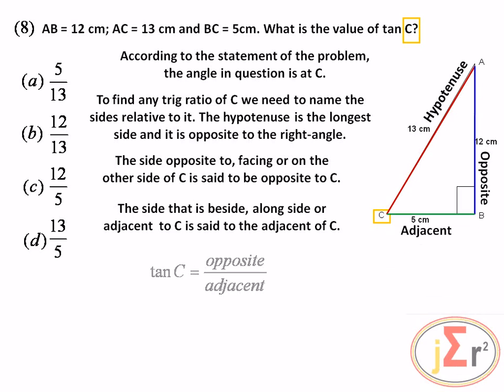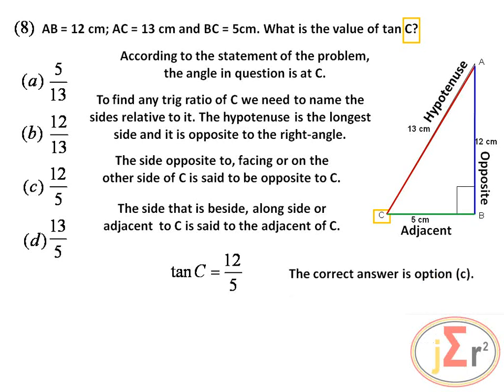And we need to know that what? The tan of C is opposite over adjacent. So what is the opposite? The opposite is 12 and the adjacent is 5. So tan of C is 12 over 5. And that is represented by what option? The correct answer is option C.